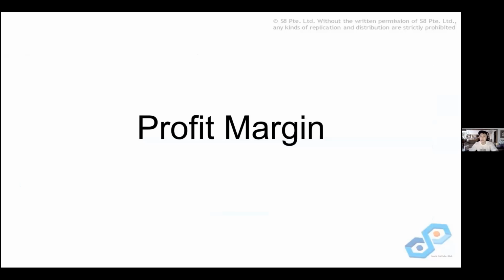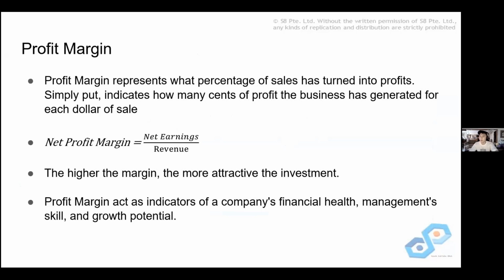And let's see how profit margins are calculated. All right, so profit margin represents the percentage of sales that is turned into profits. Net earnings divided by revenue. The higher the margin, the more attractive the investment. That is one way for us to look at a company's valuation as well. The higher the margin, the better.